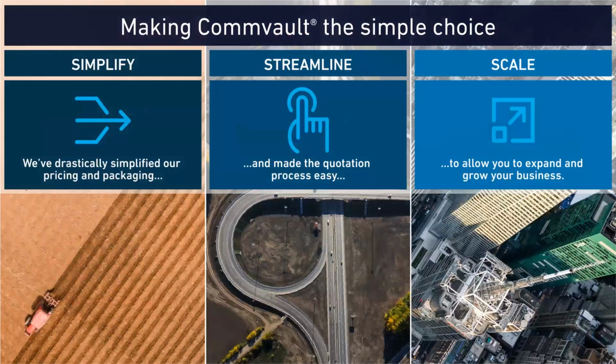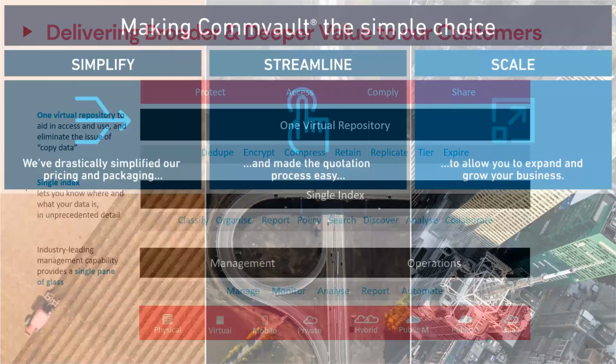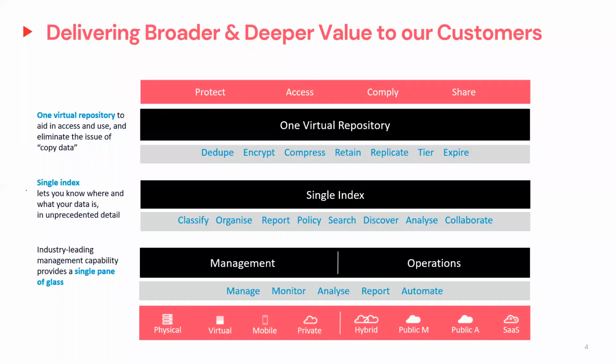Moving forward, what Commvault is trying to do is simplify everything. We try to streamline all our processes. And of course, we want to scale in terms of business and also in terms of solutioning. Now, this is the core of Commvault, what separates us from other brands. We run everything on a single index.